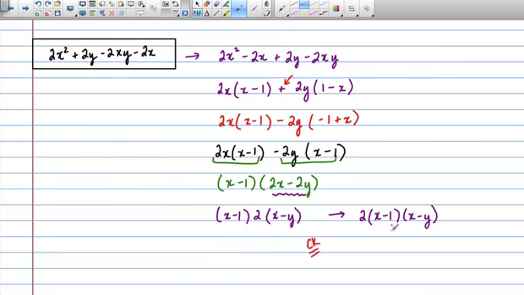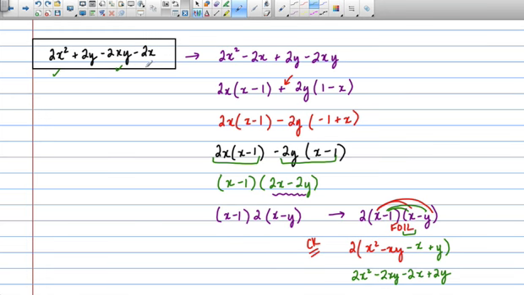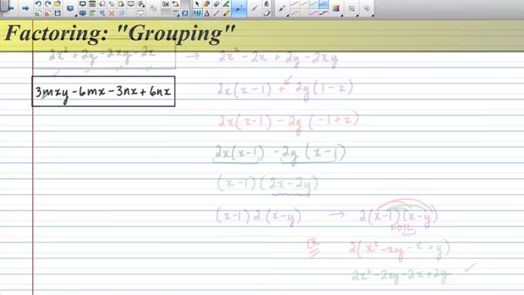Let's check. We have x squared minus xy, and inside is negative x, outside is positive y. And finally, distributing the 2, we have 2x squared minus 2xy minus 2x plus 2y. So we're right.